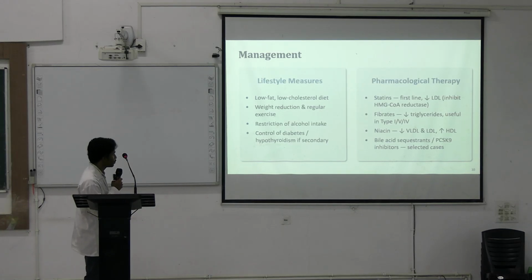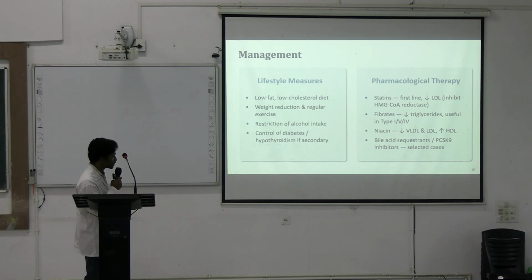Then pharmacological treatment. Statin is a first line drug, which reduces the LDL level by inhibiting HMG CoA reductase, which is a rate limiting enzyme in cholesterol synthesis in the liver. Fibrates are the drugs that reduce triglycerides, usually useful in type 1, type 5 and type 4 hyperlipoproteinemia because the triglyceride level is also high in the hyperlipoproteinemia.